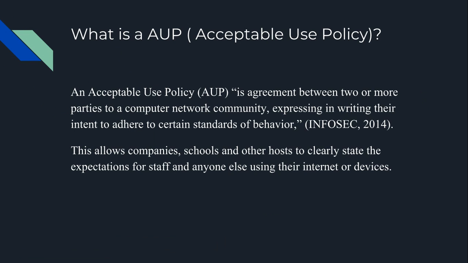So what is an AUP? An acceptable use policy. An acceptable use policy is an agreement between two or more parties to a computer network company expressing in writing their intent to adhere to certain standards of behavior. This allows companies, schools, and other hosts to clearly state the expectations for staff and anyone else using the internet or devices.